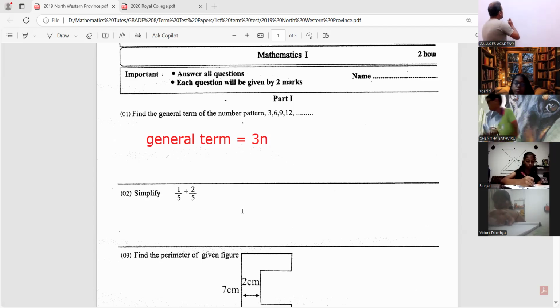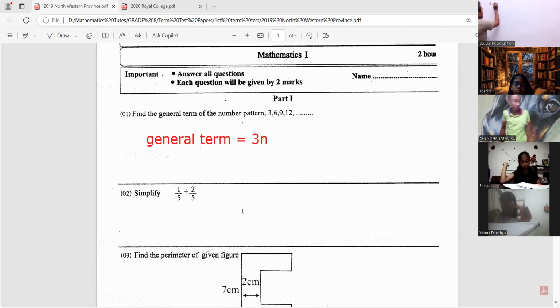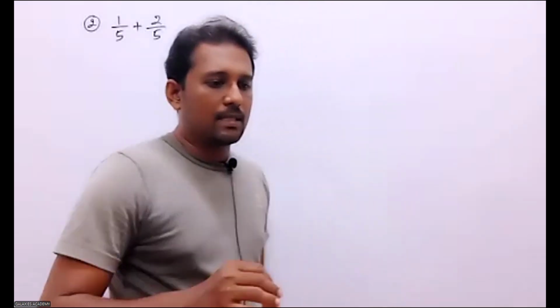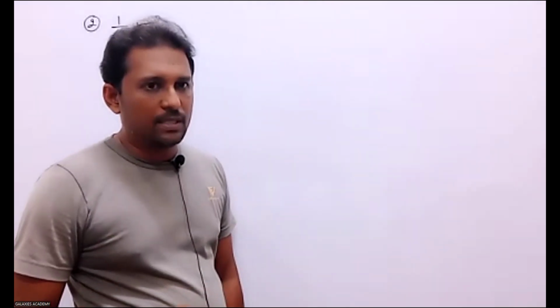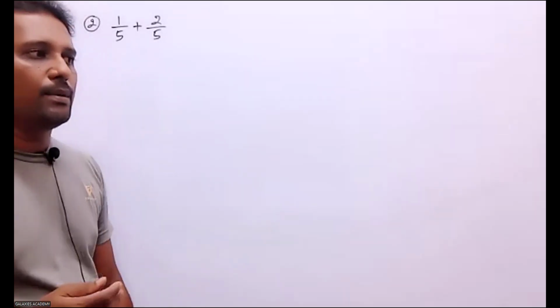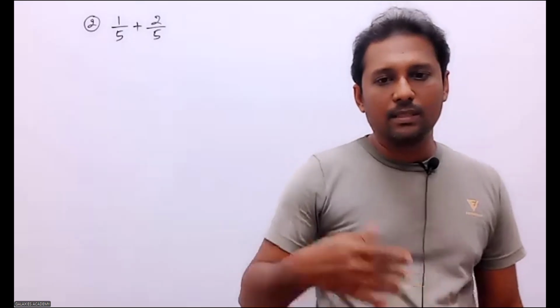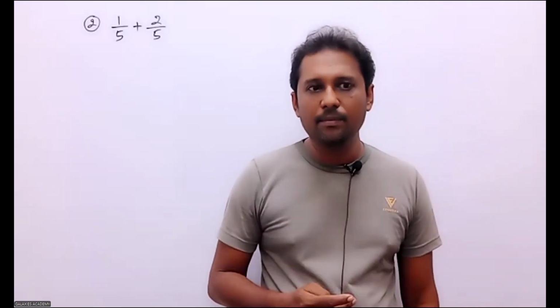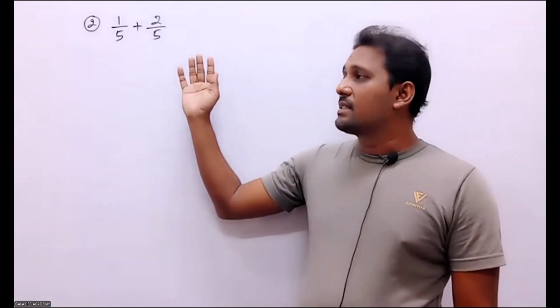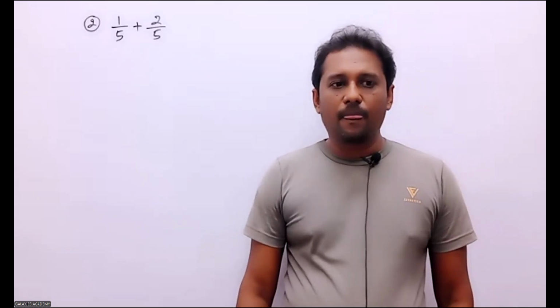Second question, look at it. The second question is the addition of two fractions, 1 over 5 and 2 over 5, which you have to add. Right, in the grade 8 class, we still did not discuss fractions. In this grade, you have to study multiplication and division of fractions in the second term lessons. Using grade 7 knowledge, you can do this one, right?